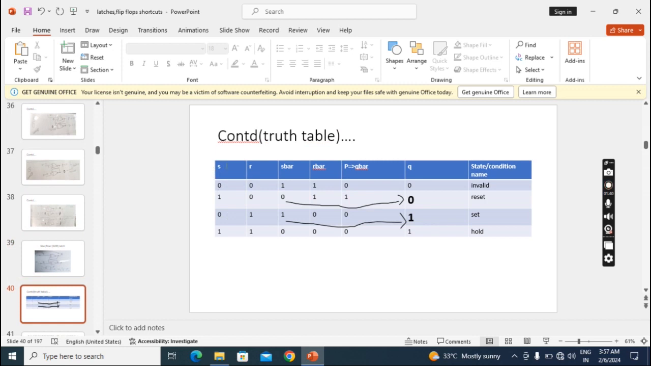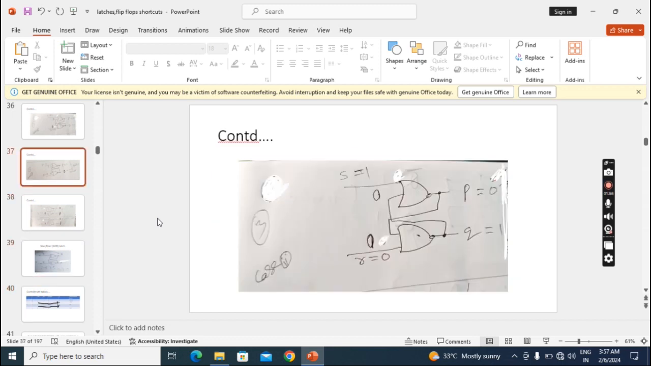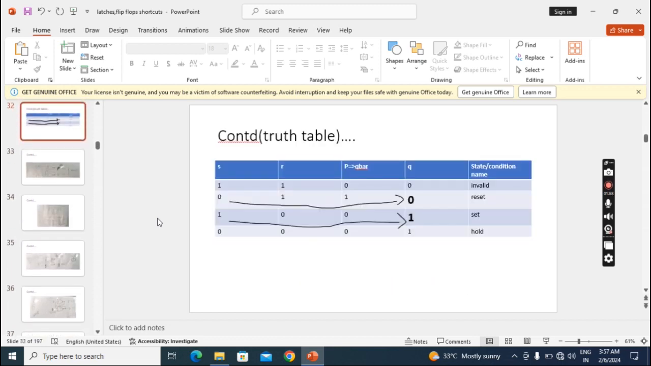So here first I take an SR value. When I apply 0 0, what will it become? S bar R bar becomes 1 1. So when we apply 1 1 to the NOR latch, what will happen? The circuit becomes invalid. So when we apply 1 1, go back and see, what is the state? Invalid.